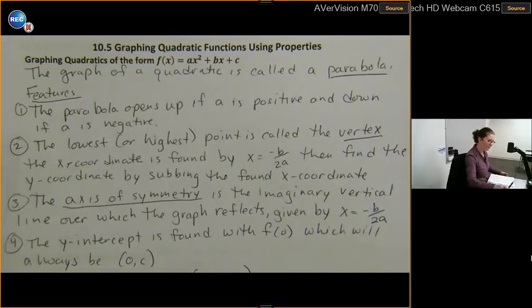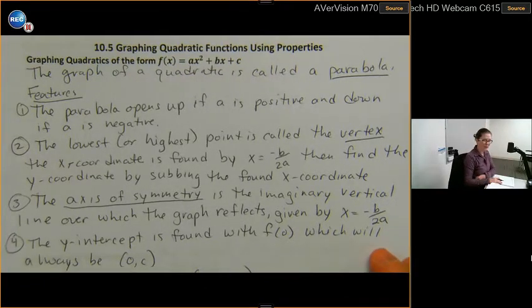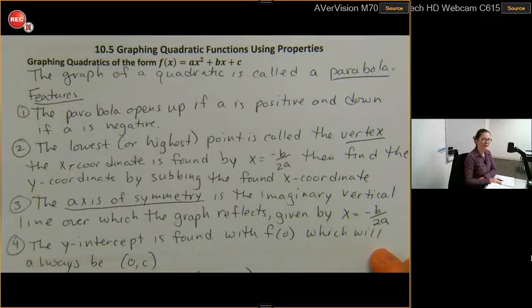Section 10.5. This is the last section in the class. It'll be a couple of videos at least, so let's get started. 10.5 is graphing quadratic functions.